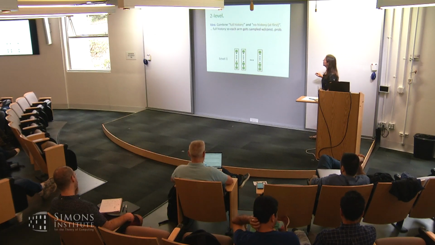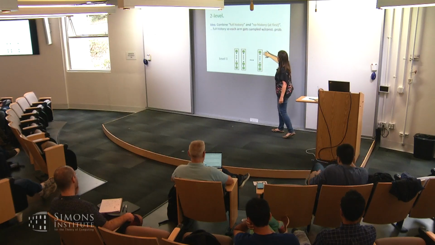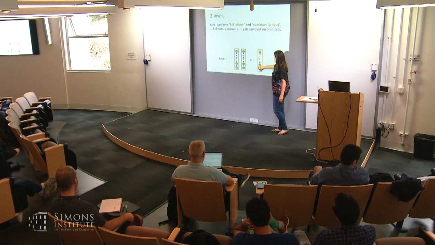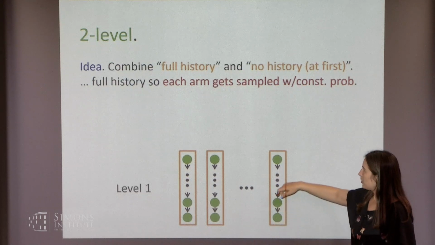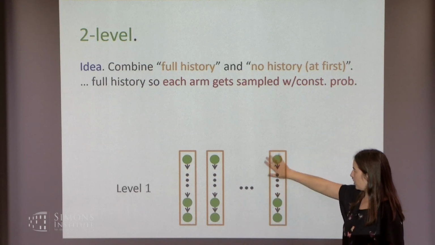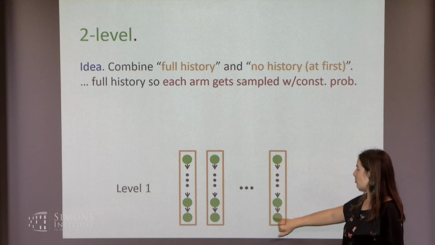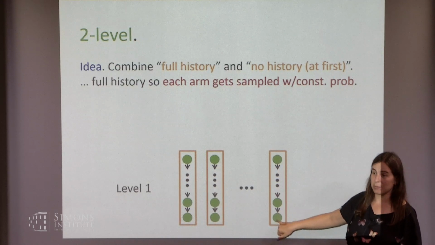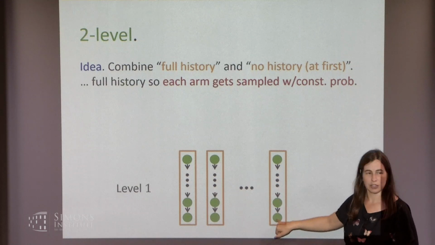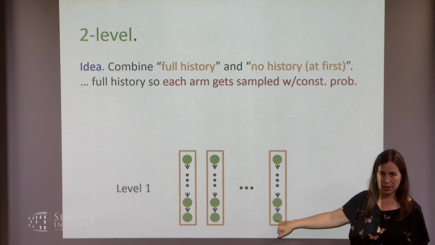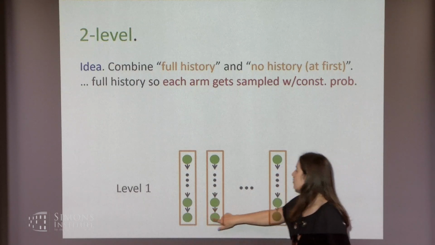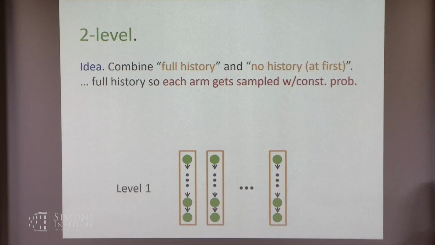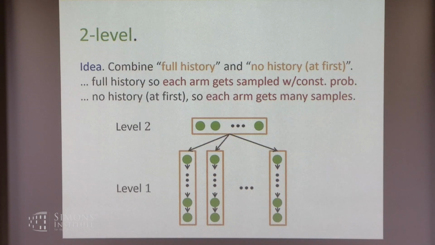Okay, so that's how we get to level 2. We create a level 1 where we have a bunch of different groups, and in each group we have this full history policy that we saw earlier, which with constant probability causes agents to herd on one of the 2 arms. And so as a result, each arm is going to be sampled enough times with constant probability.